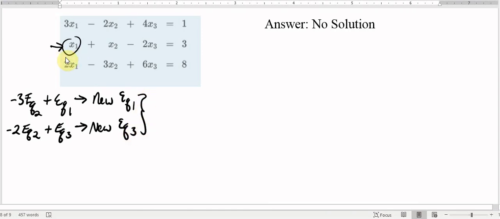All right, so now let's do that first. So negative 3 times x sub 1 plus 3x sub 1, that goes out. And so now we say negative 3 x sub 2 minus 2x sub 2 is negative 5 x sub 2. Negative 3 times negative 2 is 6 plus 4, that becomes 10 x sub 3, that's equal to negative 3 times 3 is negative 9, plus 1 is negative 8.